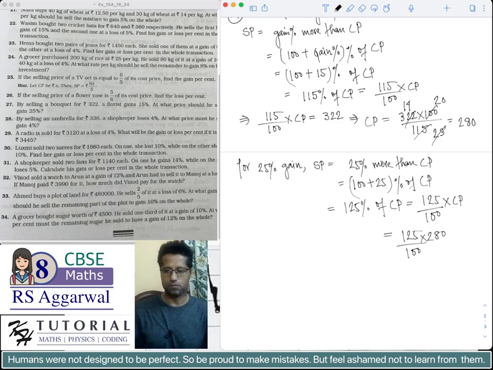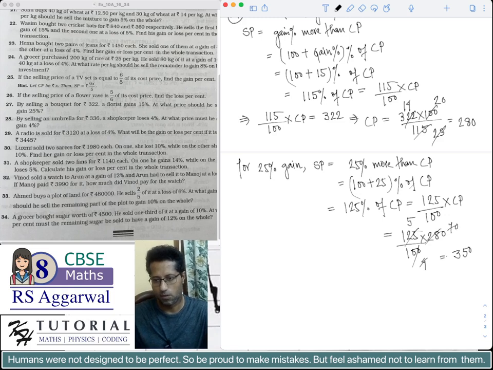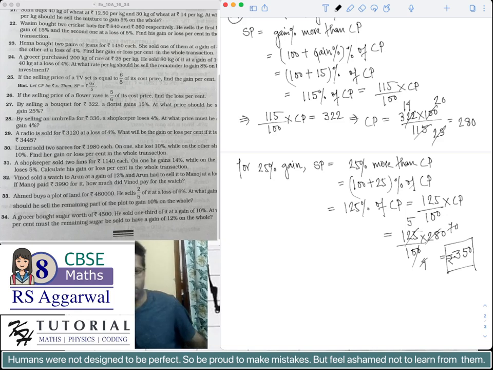Okay, so 25 divides 100 with 4, 25 divides 125 with 5, and then 4 divides 280 with 70. This is equal to 350. So the bucket, if sold at rupees 350, there will be a gain of 25%.